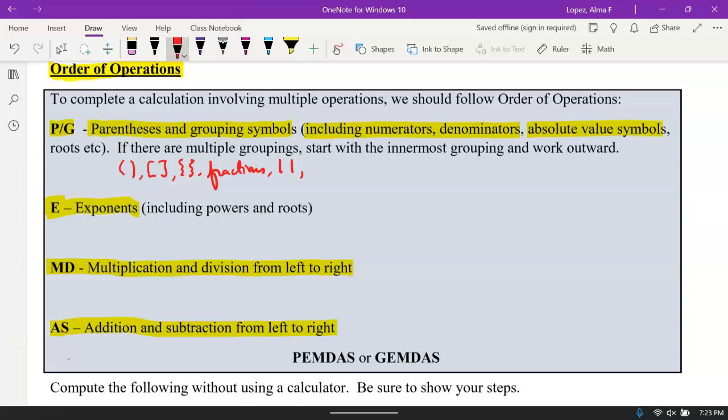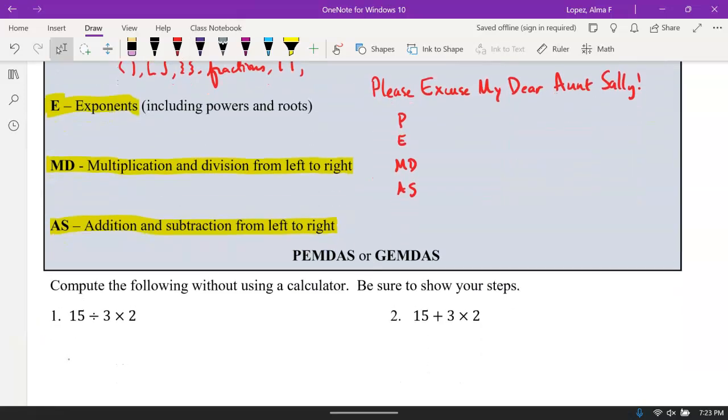The little mnemonic device that I wanted to show you is this. Please excuse my dear Aunt Sally. Maybe she burped in church or farted. I don't know. But if you write down the first letter of each word in that silly sentence that's hard to forget, you get please excuse my dear Aunt Sally. Or you can remember it as PEMDAS. Okay, either way. So let's get started and we'll apply these things as we go along.